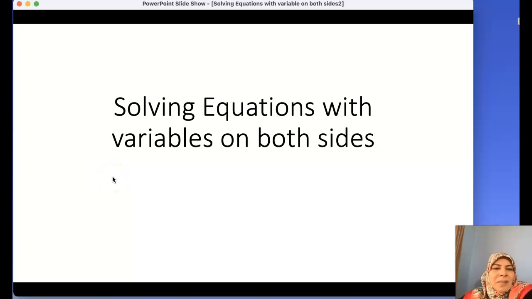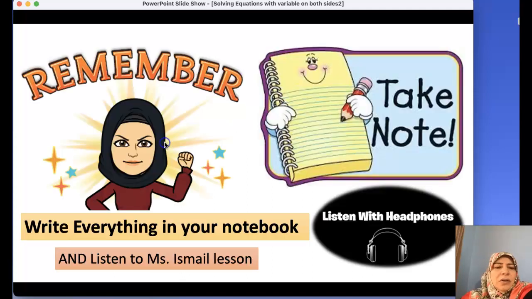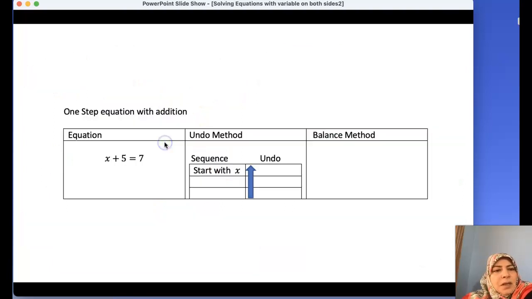Okay, we're gonna talk about solving equations with variables on both sides. I really want you to listen to my voice and copy only the balance steps. So be sure you copy all the balance steps in your notebook. You don't have to copy the undo because you know how to do the undo already. So here we go.